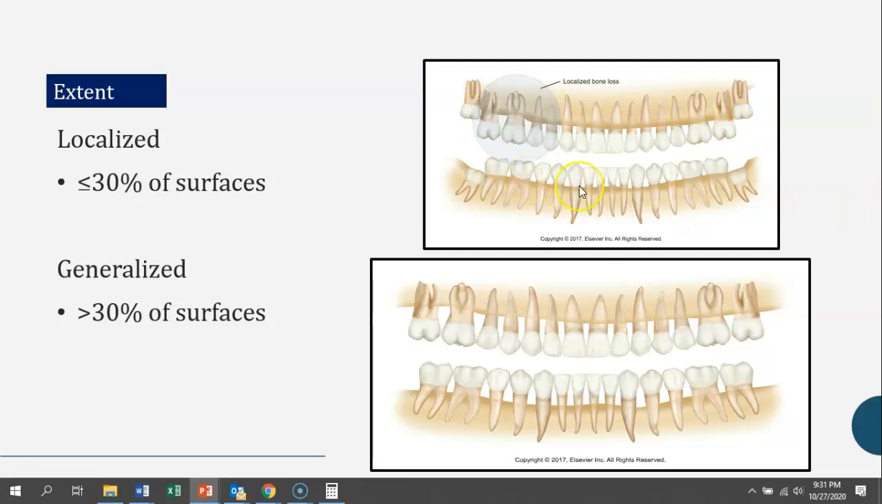Oh, and I'm going to go back here because there's a note over here that says one way you can do it is you can do math. So you can say, okay, there's four teeth, and here they have 32 teeth in their mouth. They have all their teeth. So 4 divided by 32 is 12. So that's 12%. 12% is less than 30%. So then you'd call it localized.